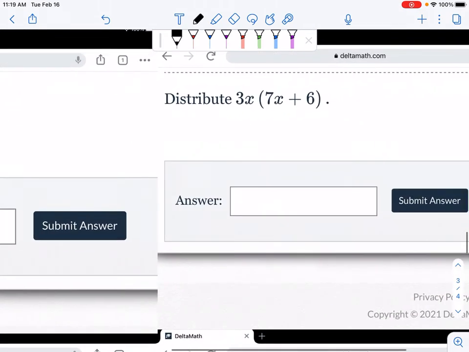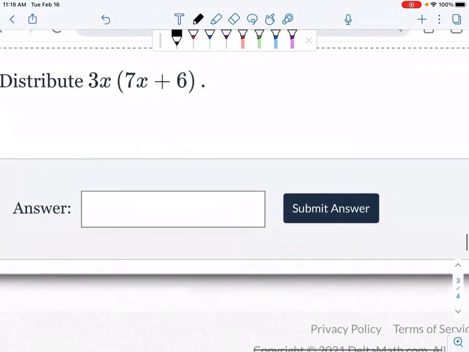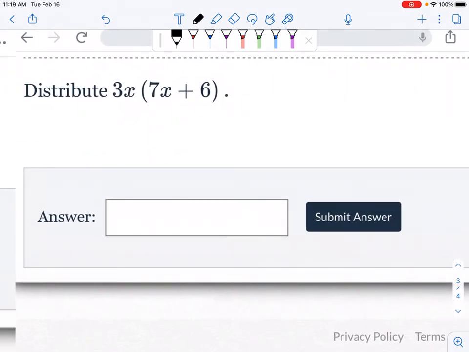So this is, again, just review. So for this first one, we're doing 3x times 7x. So I'm going to do 3 times 7 and get 21. And x times x will give us x to the second power.